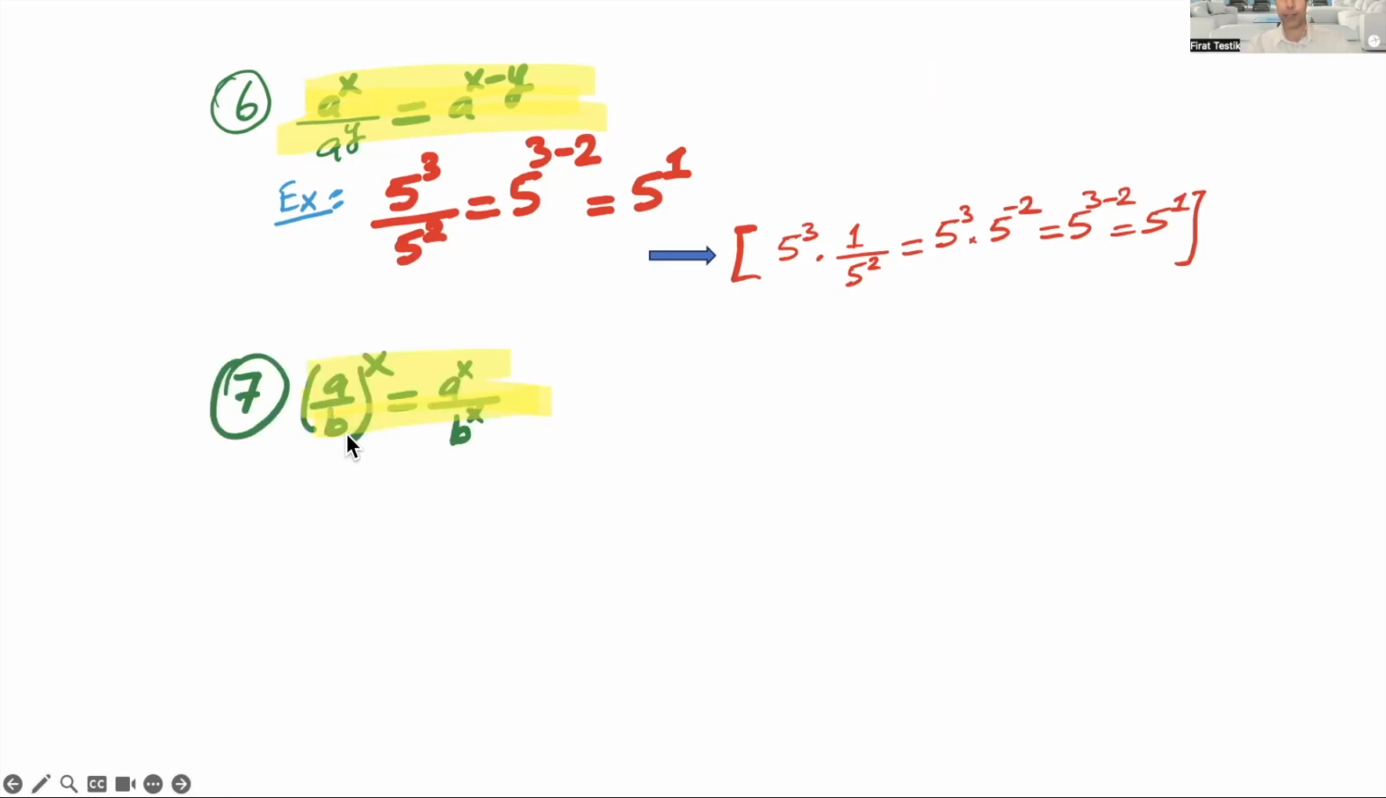So property 7 is (a over b) to the power x is equal to a to the power x divided by b to the power x. So basically this exponent operates on both the numerator and the denominator. So let's show an example. Consider that we have (4 over 2) to the power 2. So we operate this exponent on both terms, the numerator and denominator. So this is equal to 4 squared divided by 2 squared. We can further simplify this. 4 squared is 16, 2 squared is 4. So 16 divided by 4 is basically 4.